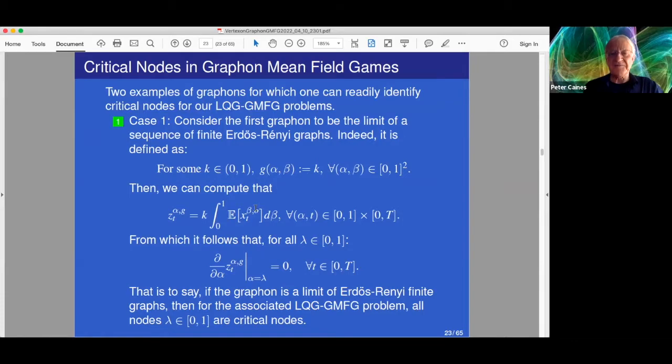Okay, so what happens with the Erdős–Rényi graph, which is flat? Well, then it's very simple to see that the graphon integration vanishes, and so in fact it's not dependent upon your local node. And so in this situation, for the Erdős–Rényi graph, all nodes are critical nodes.